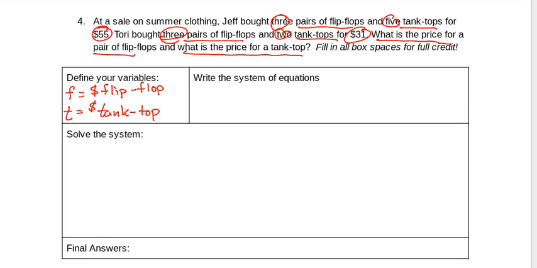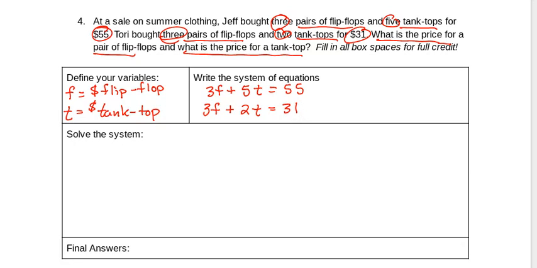So for Jeff, he had 3 pairs of flip-flops. That'd be 3F. And he had 5 tank tops, so plus 5T. And he paid $55. And then Tori, she also had 3 pairs of flip-flops, but she only had 2 tank tops, and she spent $31.